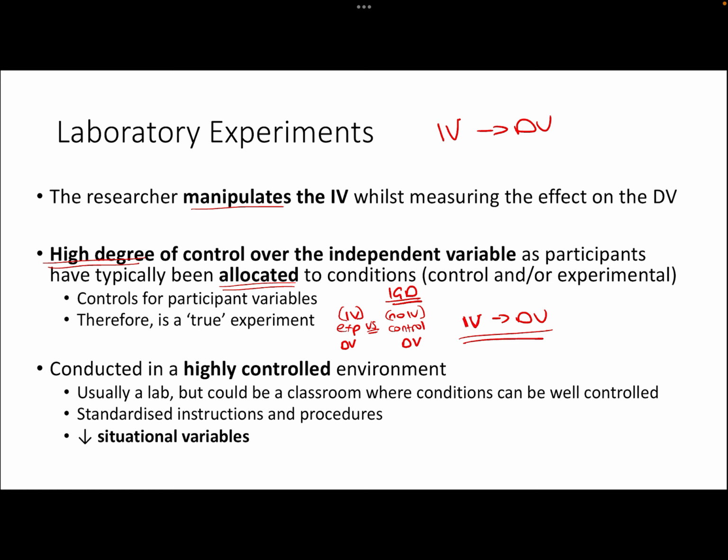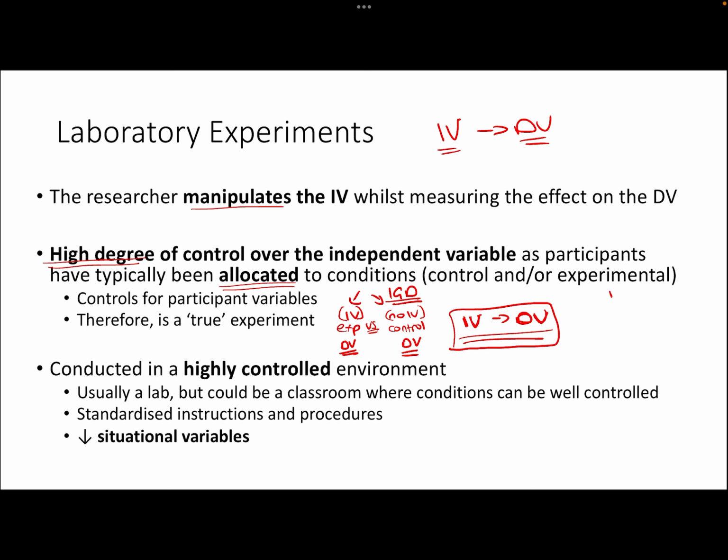So, for example, we might be looking at the effect of caffeine on alertness. Caffeine being our IV and alertness being our DV. And then we might have 2 conditions. One condition that drinks a cup of coffee and one condition that doesn't. And then we measure their reaction time. And so we're able to say the effect that caffeine has on alertness. That would be a typical way that a researcher has manipulated the IV by allocating participants to conditions, where one condition consumes coffee and one doesn't. And that's how they've controlled the independent variable, by assigning participants to those 2 conditions.